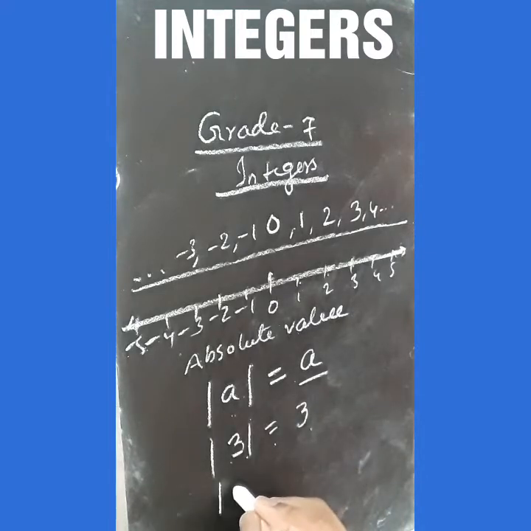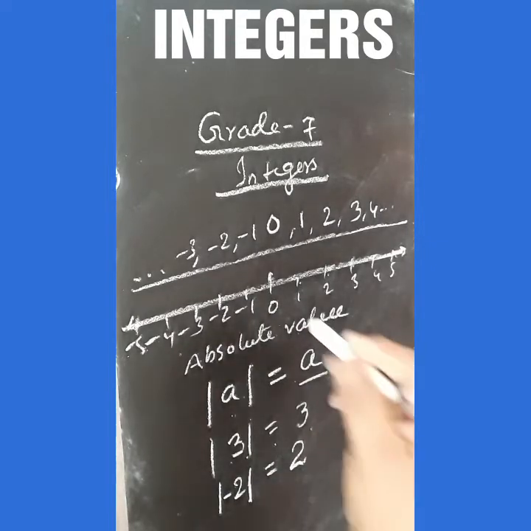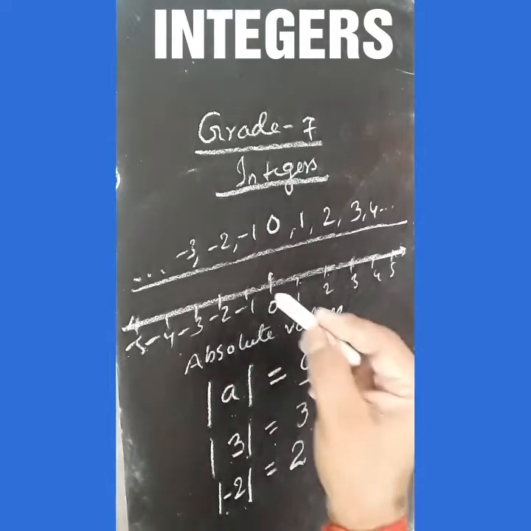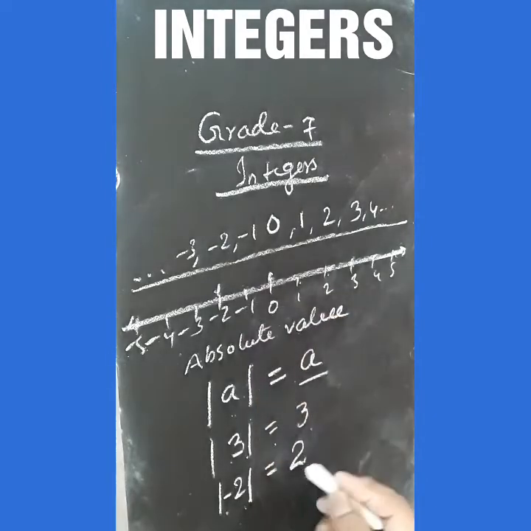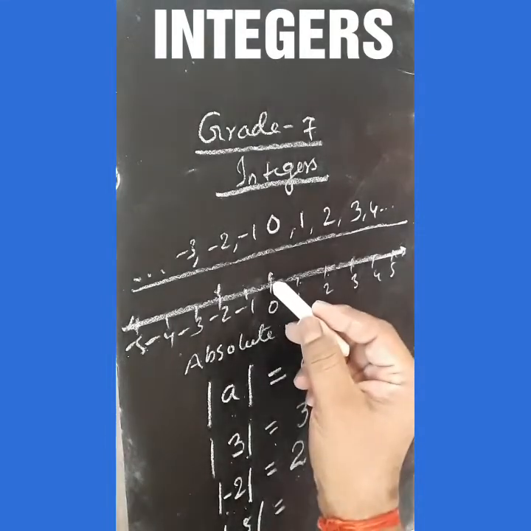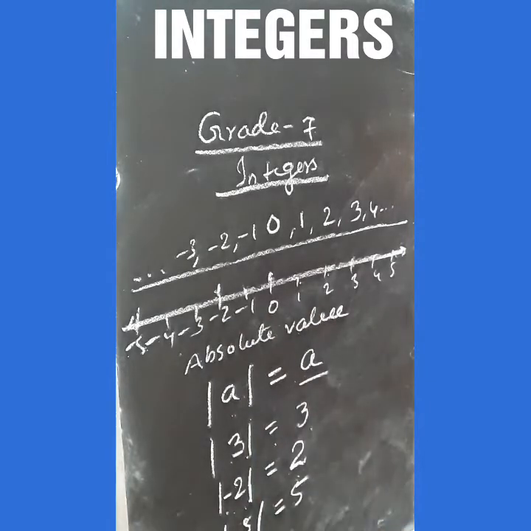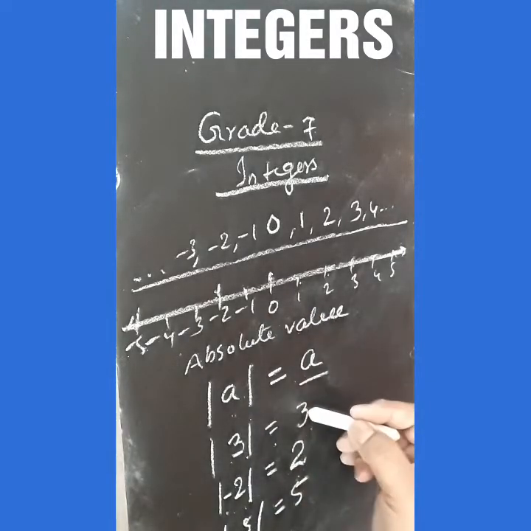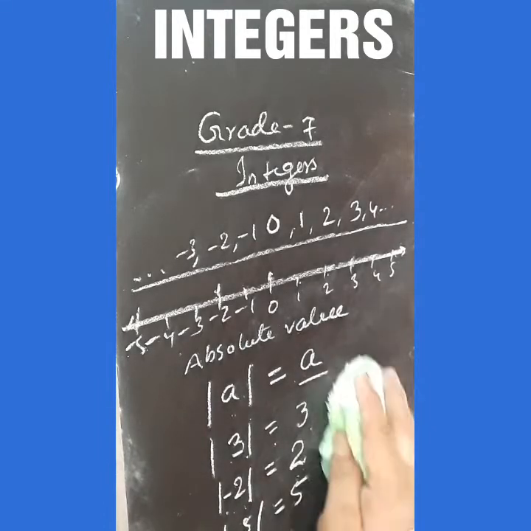If we want to find the absolute value of -2, then it will be only 2. The absolute value of -2 means the distance of -2 from 0. Then it is 1 and 2, 2 units from here, so it will be 2. We will not put a minus sign here. Again, the absolute value of -5 will be 1, 2, 3, 4 and 5 units. It will be 5. Whether it is negative or positive, we always write the positive value without any sign. That is the absolute value of any integer.